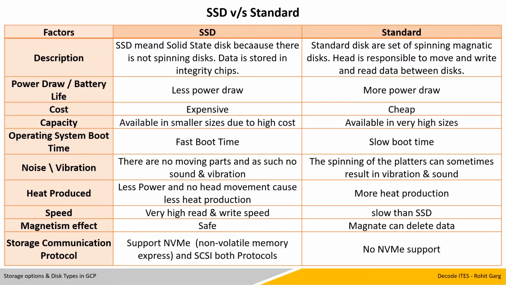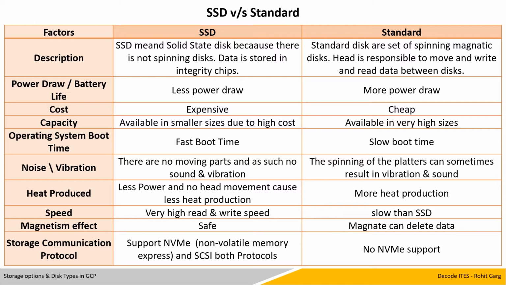Capacity: because of high cost, SSDs are available in smaller sizes, whereas due to low cost, standard disks are available in very high sizes. Operating system boot time: SSD gives you very fast boot time, and in opposite to that, standard disk boot time is very slow. Noise and vibration: there is no moving head, no spinning disk, which causes no noise and vibration.